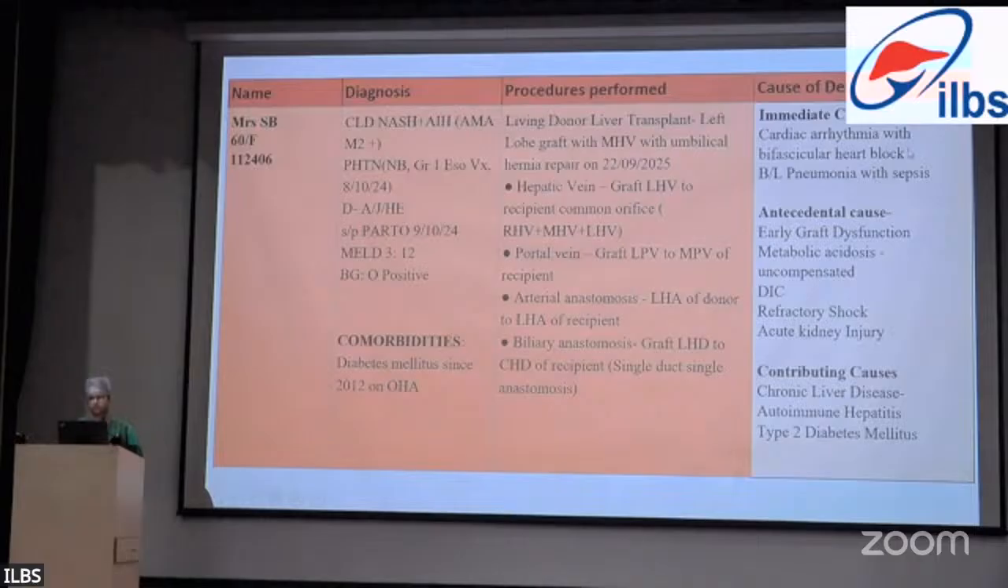She had cardiac arrhythmias and biphasic block, due to which she had cardiac failure that led to bilateral pneumonia with sepsis. The antecedent cause was metabolic acidosis, which was uncompensated, and she later had DIC, refractory shock and acute kidney injury.